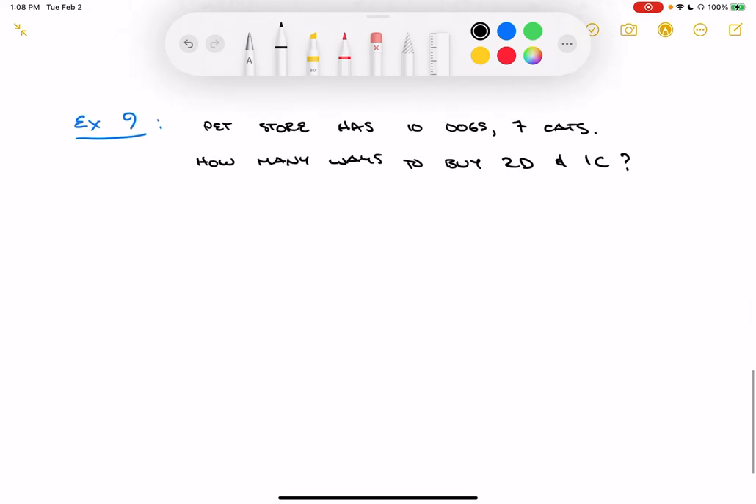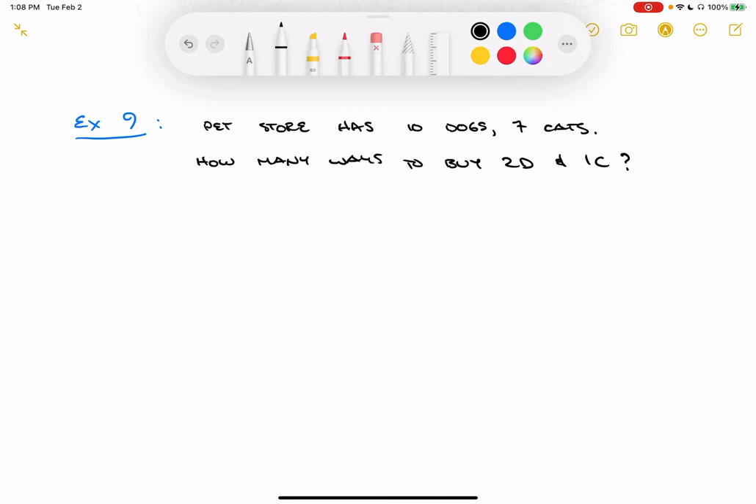This last example that I'm going to do, at least for the counting stuff, I'm going to call example 9. Let's think of a pet store that happens to have a stock or an inventory of 10 dogs and 7 cats. And what I would like to think about is, can we count the number of ways to buy 2 dogs and 1 cat? I'm going to try to do this in a couple different ways and with a couple different assumptions, and we might think how these different assumptions come into play.